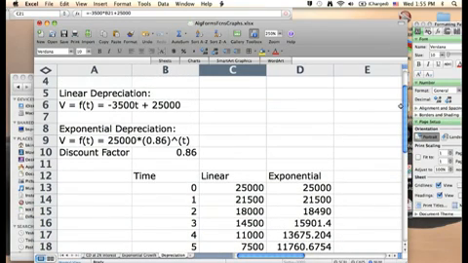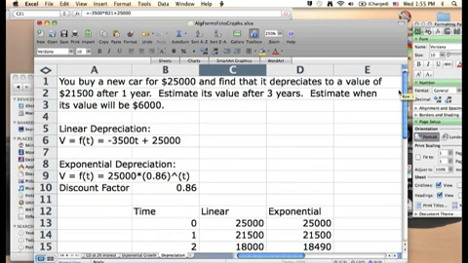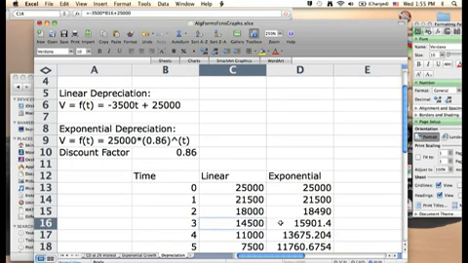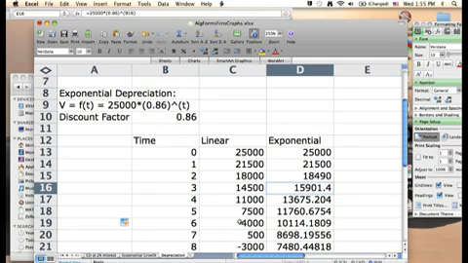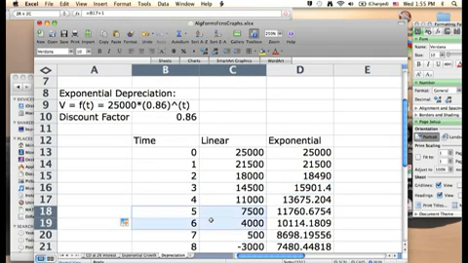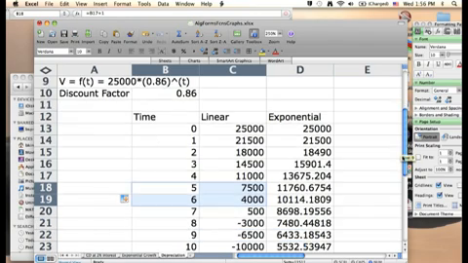As far as answering the questions, after 3 years, the linear model predicts a value of 14,500, while the exponential model predicts a value close to 16,000. When will it be $6,000 in value? The linear model predicts an answer between t equals 5 and 6. I forgot what the old answer was that we got by hand. Oh, about 5.43 years, I found it. While the exponential model predicts somewhere between 9 and 10 years, maybe about 9.5 years.